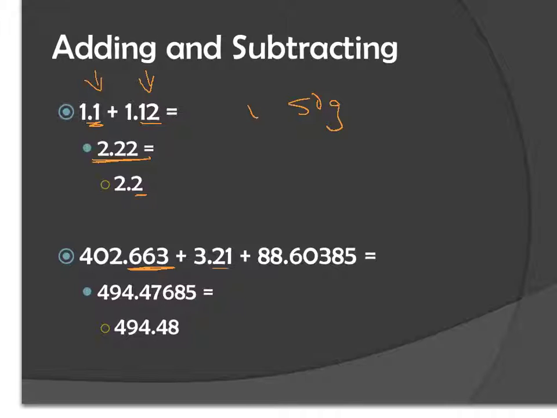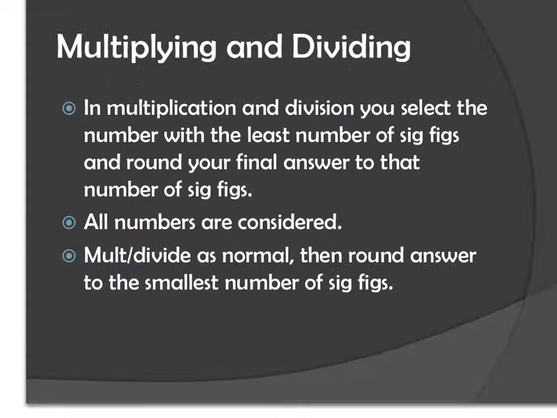Let's take a look at another one. 402.663 plus 3.21 plus 88.60385. You have to count the sig figs up. So in this first number we have 3, in this second number we have 2, and in this third number we have 5. So we pick the smallest one, which is 2. That's what you're going to round to in the end. But you have to do the math first, and then you're going to round, in this case, to the nearest hundredths place. So the 6 tells that 7 to round up to 8. So you end up with 494.48. So that's adding and subtracting.